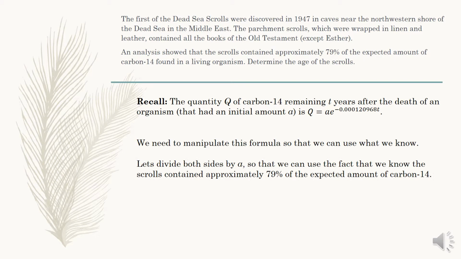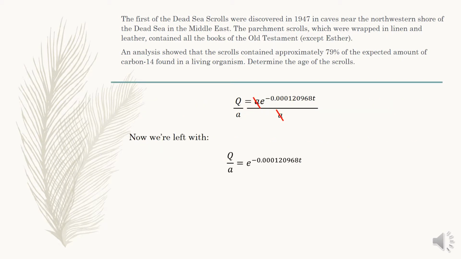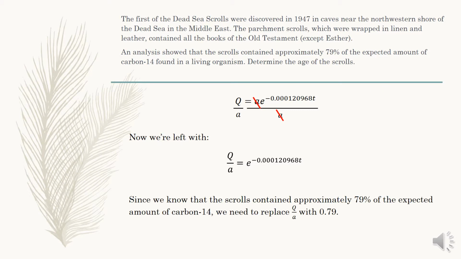So what we're going to have to do is divide both sides by A, so that we can use the fact that we know that the scrolls contained approximately 79% of the expected amount of carbon-14. So dividing both sides by A, now similar to what we did last time, we're left with Q divided by A equals e raised to the negative 0.000120968 times t. Now we're going to replace the Q over A with what we know about how much carbon was left in the organism.